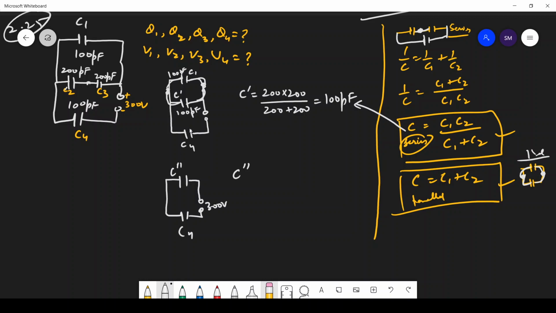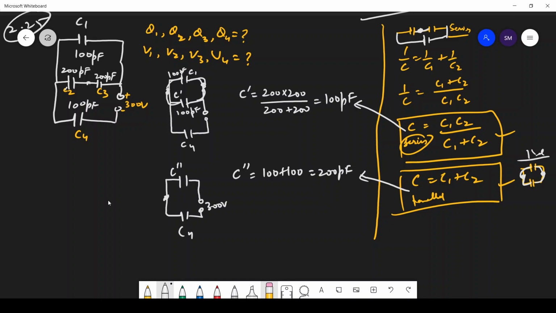So this C double dash, they are connected in parallel. So in parallel the formula is C1 plus C2, very simple. So 100 plus 100, that is equals to 200 picofarad, right? Now these two are connected in series. See, only one of their terminals is connected, another one is not connected directly, so they are connected in series.